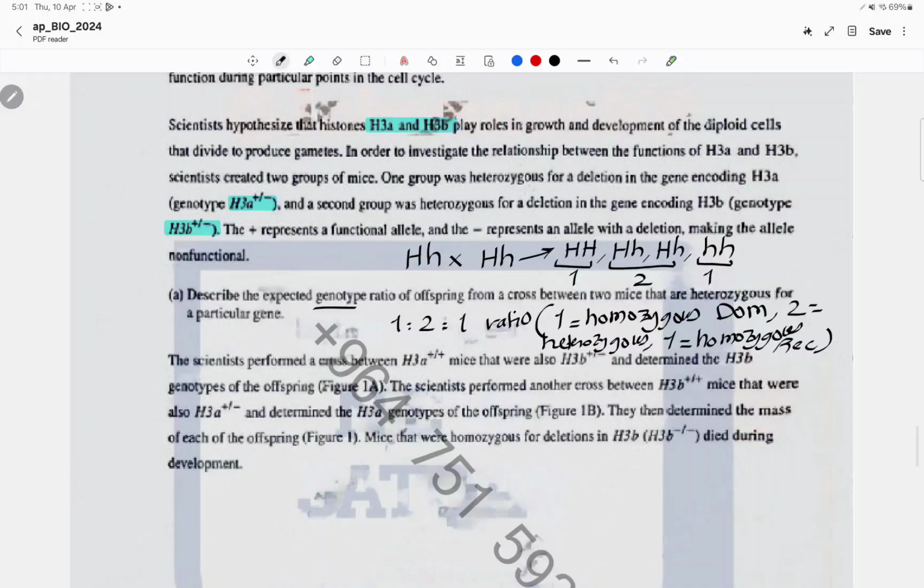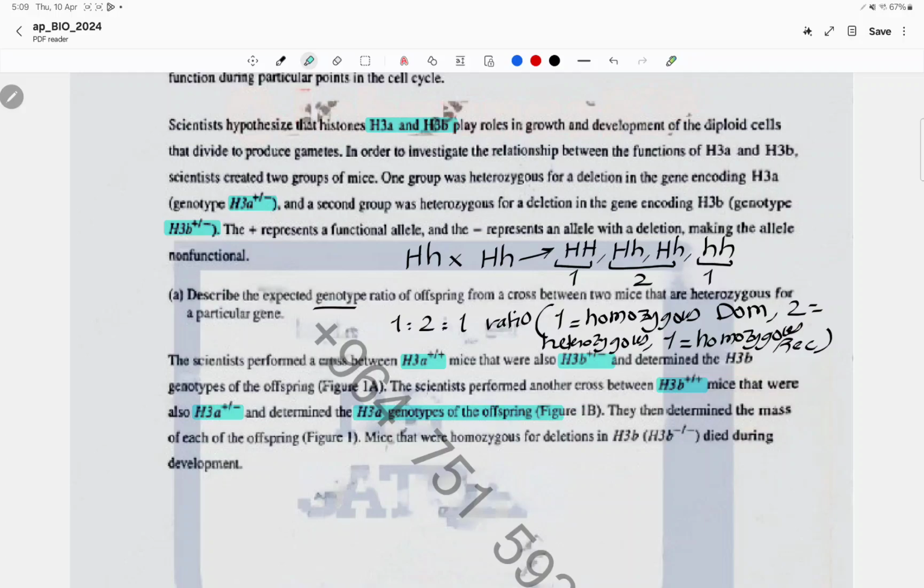The scientists performed a cross between H3A plus/plus mice that were also H3B plus/minus and determined the H3B genotype of the offspring. The scientists performed another cross between H3B plus/plus mice that were also H3A plus/minus and determined the H3A genotype. They then determined the mass of each of the offspring.